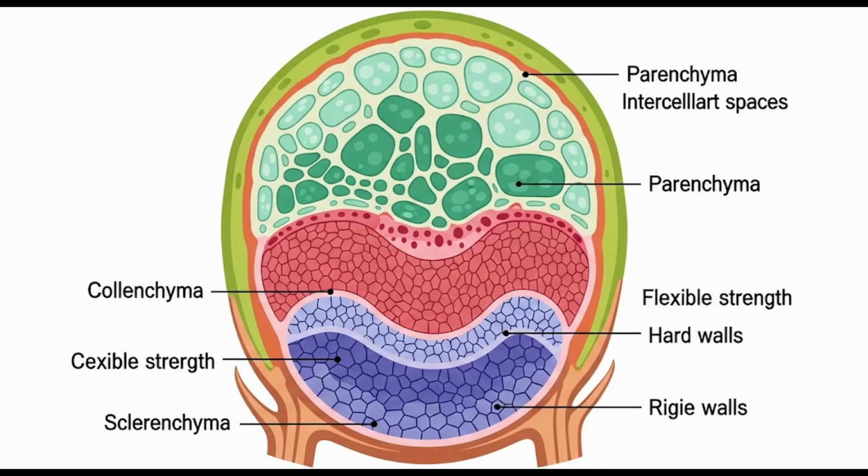And finally, there's the intercalary meristem. This isn't in all plants, but where present, it's located near the nodes, the points where leaves attach, or at the base of leaves or internodes. It allows for growth in those specific regions, often seen in grasses, enabling them to regrow after being grazed.